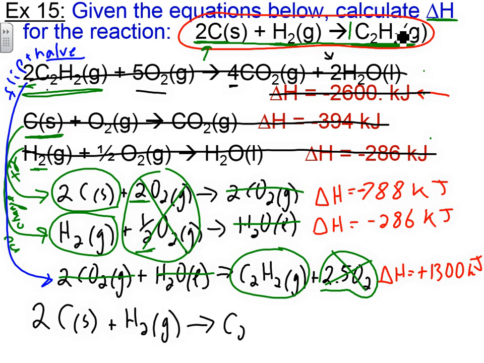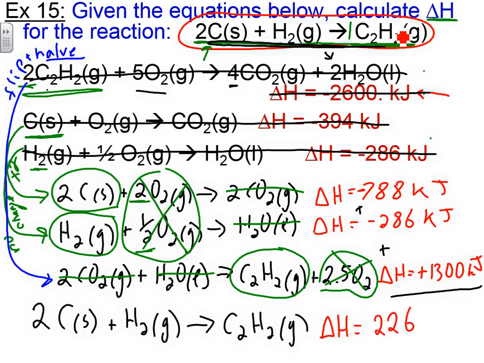Matches exactly this equation. So what we can simply do now is add up all the delta H's to get the final delta H, and that's exactly what we'll do. So the delta H for this final equation, go ahead and add it up on your calculator. Make sure you keep track of the negatives. So essentially I'll do 1300 minus 788 minus 286 for a total of 226 kilojoules for the reaction. And this is my final answer.